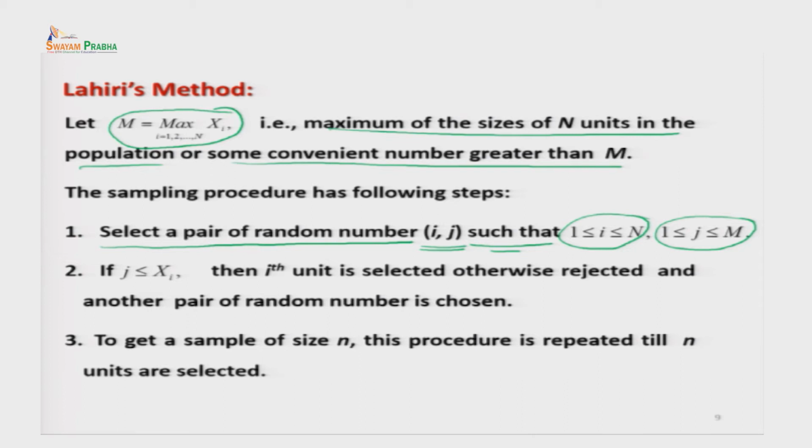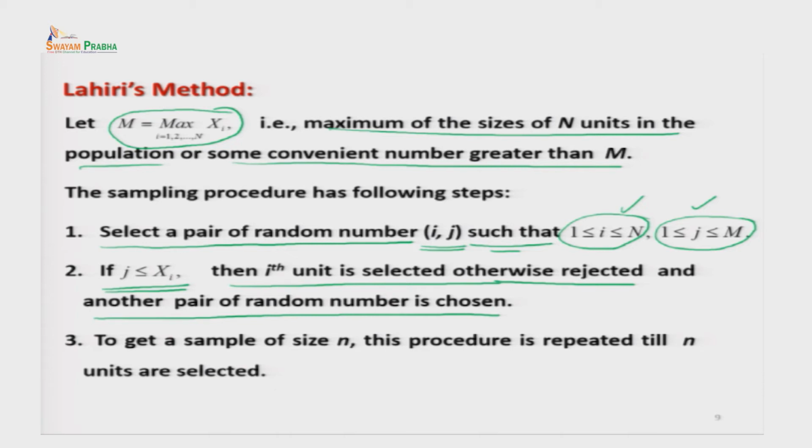Now you have to choose these two numbers i and j. If j is less than or equal to capital Xi, then the ith unit is selected, otherwise it is rejected, and another pair of random numbers is chosen.